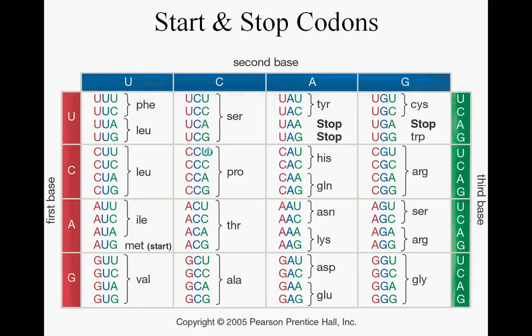Alright, and last but not least, we briefly talked about start and stop codons. Know that there's one start codon, which says, okay, now you can start making a protein here, and that is the AUG. That is our start codon. And there are 3 stop codons: UAA, UAG, and UGA. These are saying, okay, you can stop making a protein here.